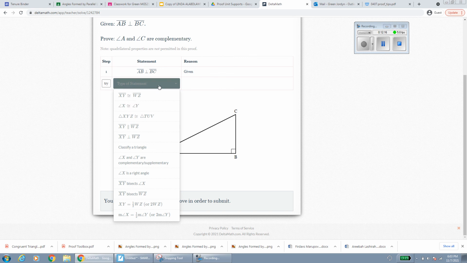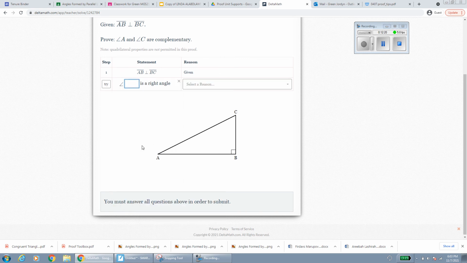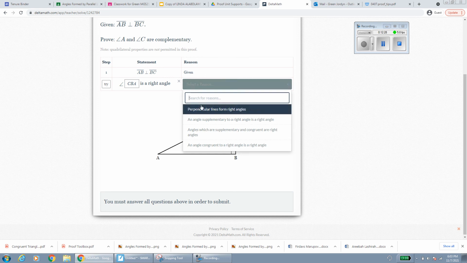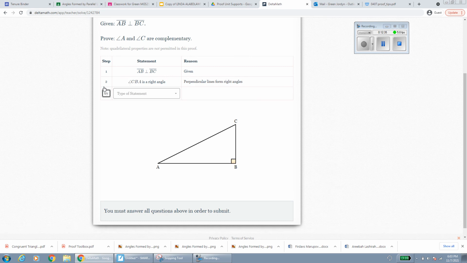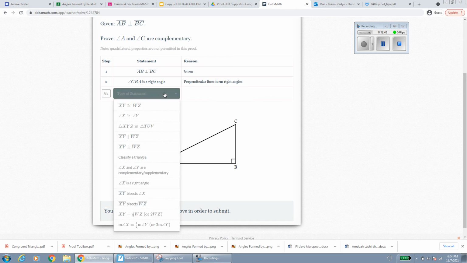So I'm going to mention the right angle next. They have a specific one here to mention something's a right angle. So angle CBA, or we could just write angle B, is a right angle. And the reason is that perpendicular lines form right angles. We were told that the line segments were perpendicular. Okay, and then we figured out that since this triangle has a right angle, it's a right triangle.